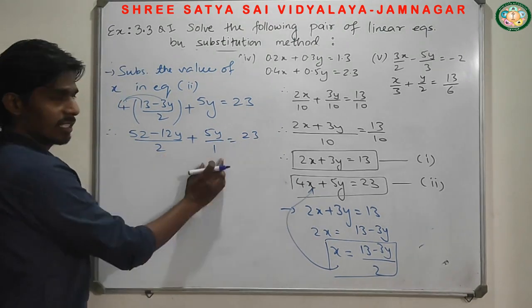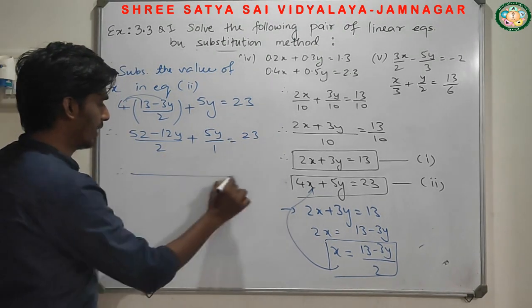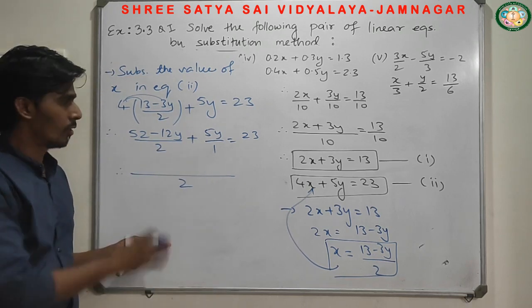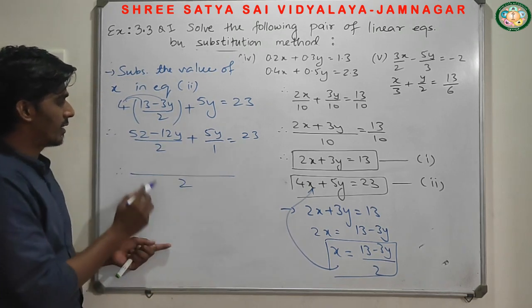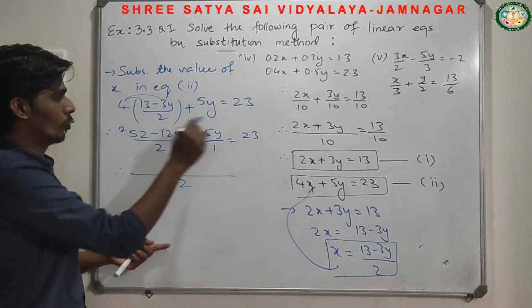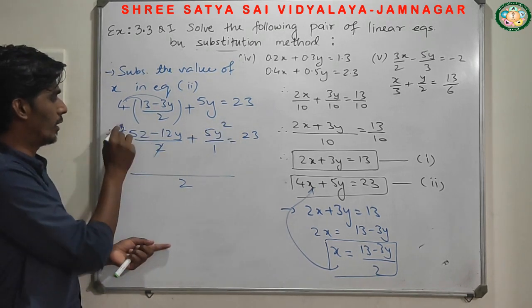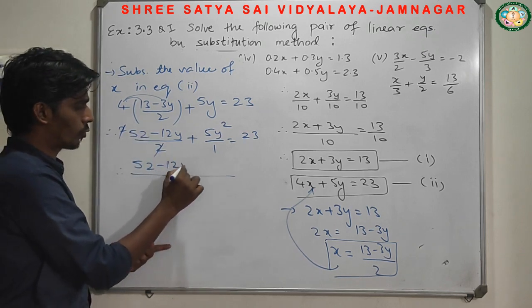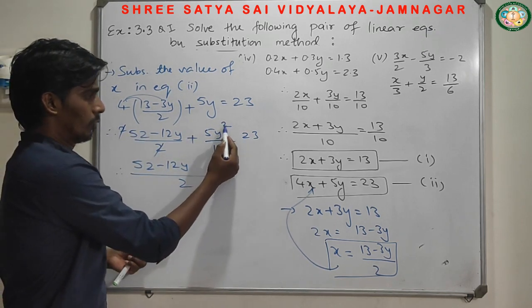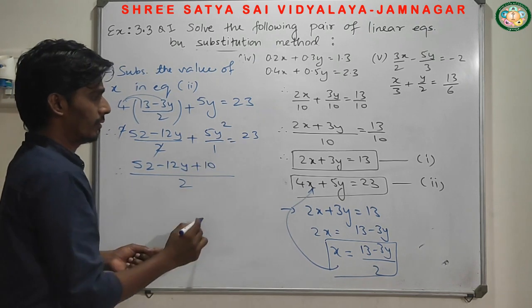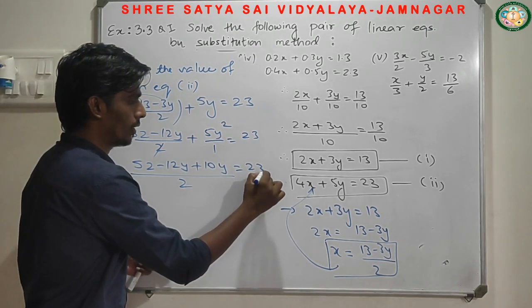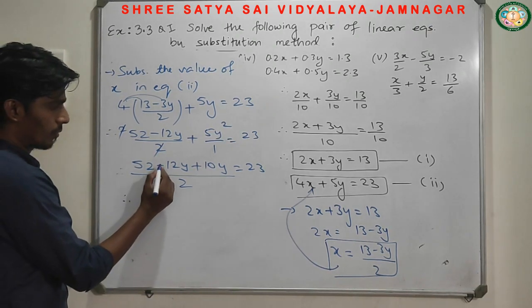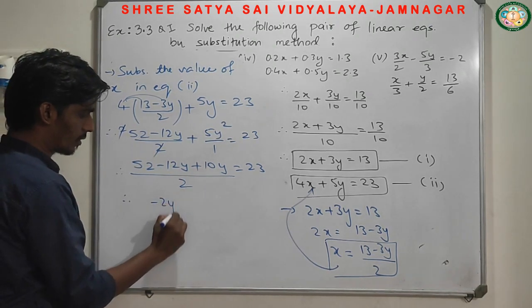23. What is the LCM of 2 and 1? Definitely it's 2. Now from here students are going to make mistakes, so be careful. So 2 is the LCM. So if 2 multiplies both the fractions, here 2 and 2 get cancelled. So this numerator will remain as it is, 52 minus 12y. While here 2 5s are 10, y equals 23. So next it's minus 12y plus 10y. It's minus 2y.